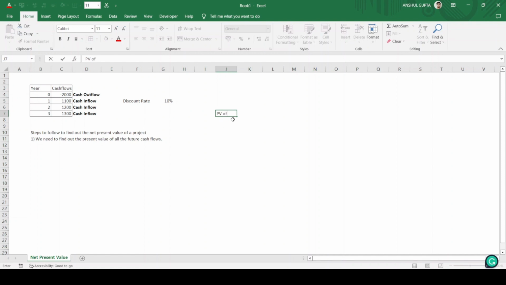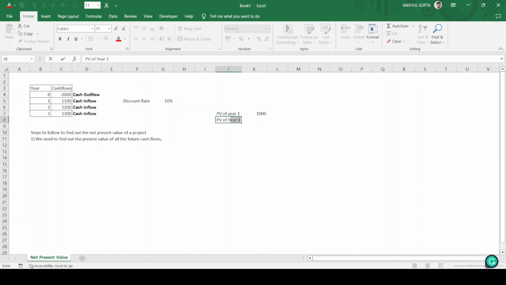Present value of year one. The formula to calculate the present value is equals to select the future cash flow, divide, start the bracket, 1 plus, select the discount rate, close the bracket, and if it is for year one, we need to take the power as 1, and if we don't even take it, that is not going to make any impact on the value. So the answer is 1000 rupees for year one.